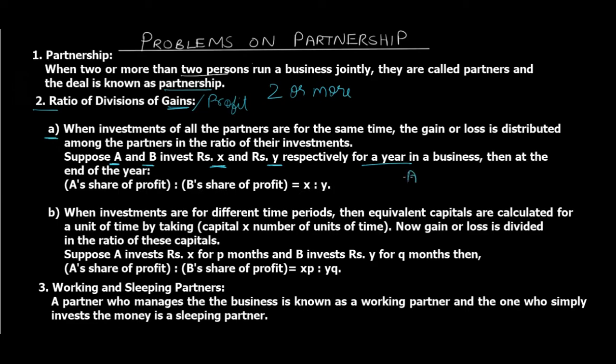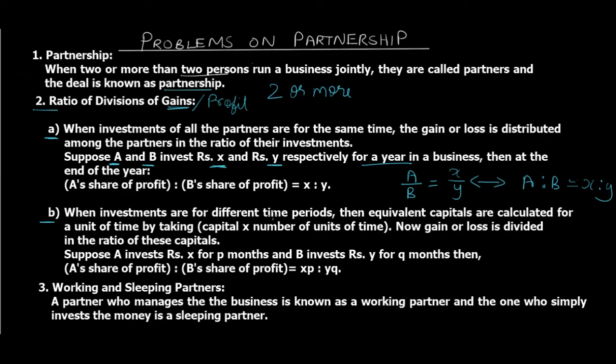This "is to" sign is another notation for A by B, which is going to be X upon Y. So we can represent this as A is to B, which is equal to X is to Y. Just another way to show the ratios. Now what if they invest money but for different periods? Let's move on to point number B.